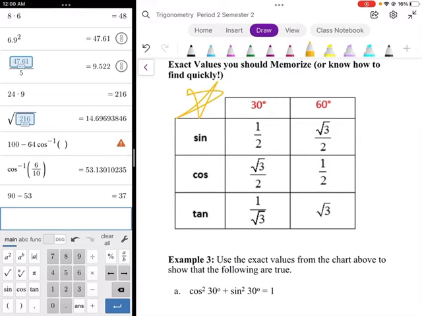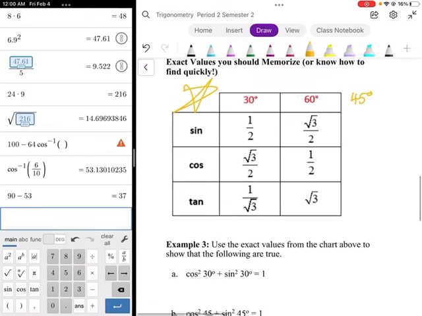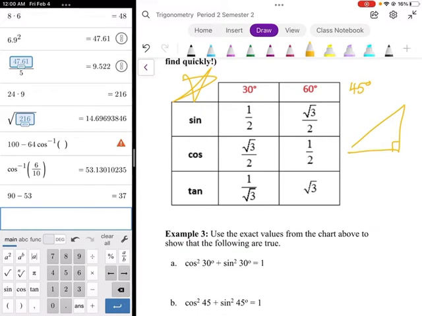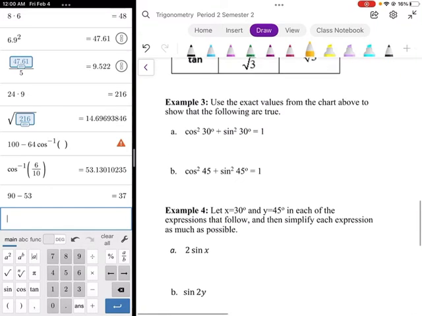This table, if you memorize all these values, it will definitely be helpful to you because these are the most commonly used ones. Also, if you do 45 degrees, those would be good values to know for sine, cosine, and tangent as well. If you don't have them memorized, at least knowing your special right triangles so you can find these values will be very useful and it will save you a lot of time in the future.